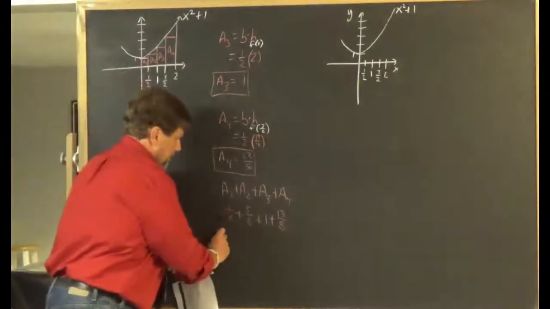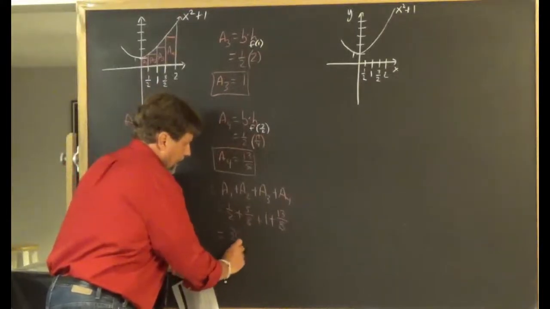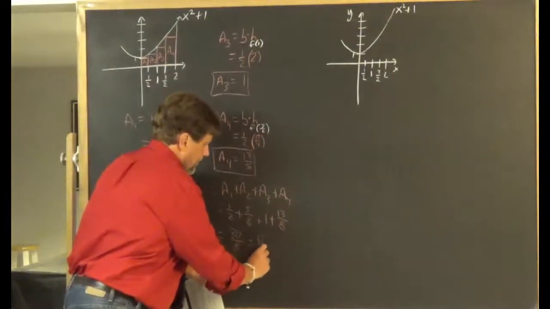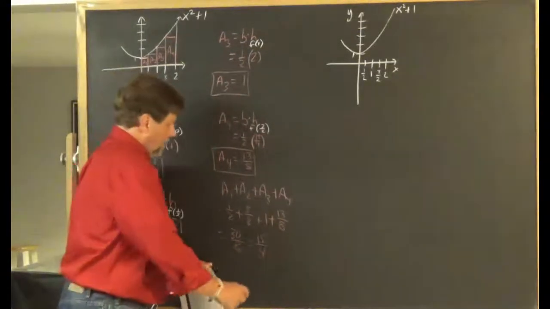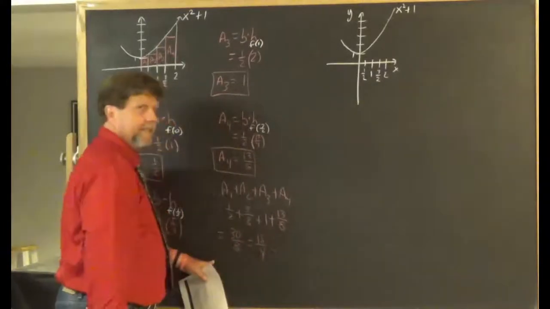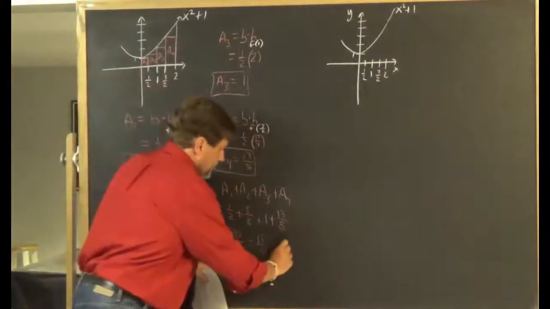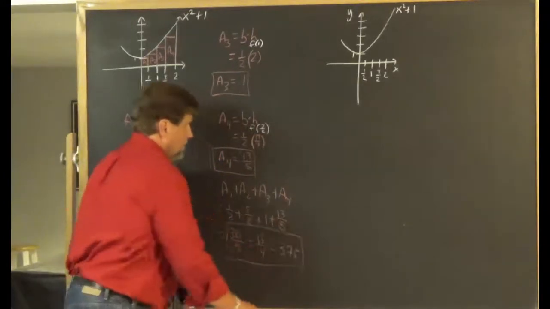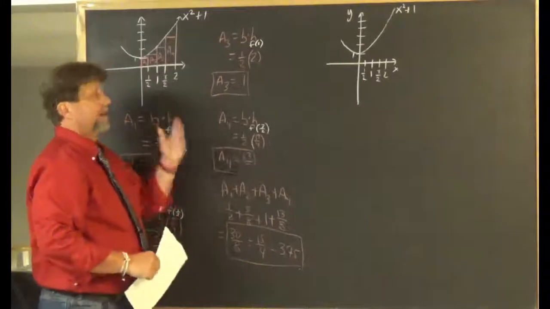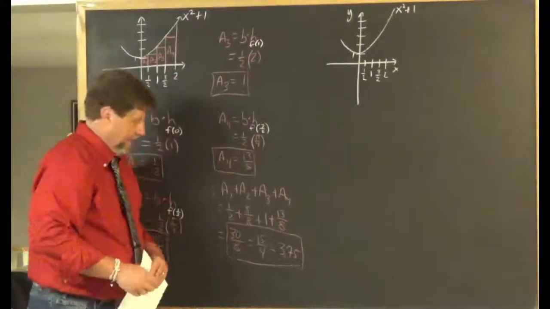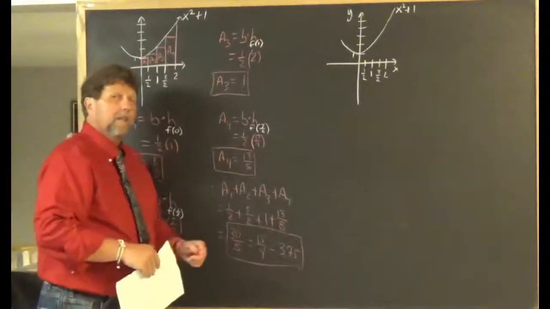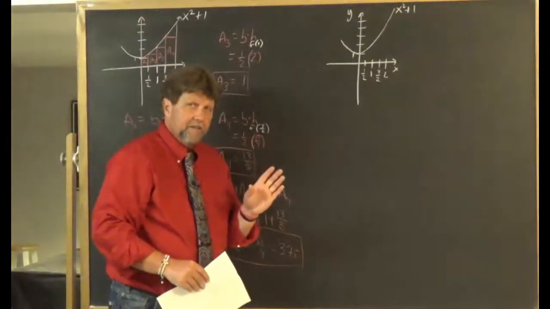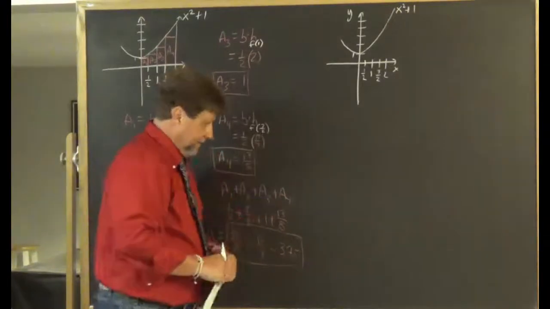So I get the area to be 38, which reduces down to 15/4, or if you prefer as a decimal, that would be 3.75. So that's an approximation to the area under the curve, and it's an under approximation. Use the left endpoints of each subinterval to tell me the height of the rectangle.